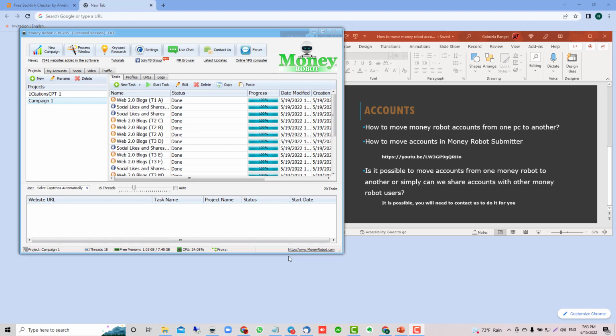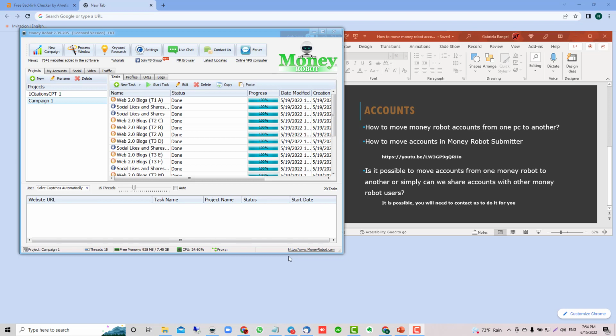Okay, let's talk about a few questions from our Money Robot users. The first one: how to move a Money Robot account from one PC to another PC. It's really important to know you can use two pieces of equipment, be it a VPS or your laptop, for each license. That means one license, two PCs, or two VPS. That means you share accounts between one machine and the other one.